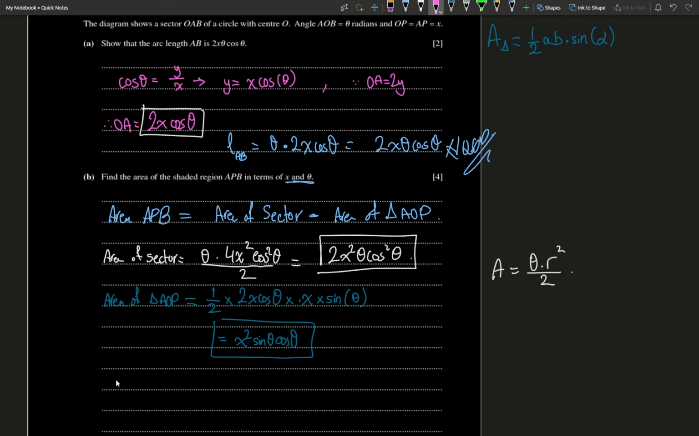So we write the area of APB is given by 2x squared theta cosine squared theta minus the area of the triangle, which is x squared sine theta times cosine theta. You can just factor out x squared and cosine theta, giving us x squared cosine theta times 2 theta cosine theta minus sine theta. This is the final answer.